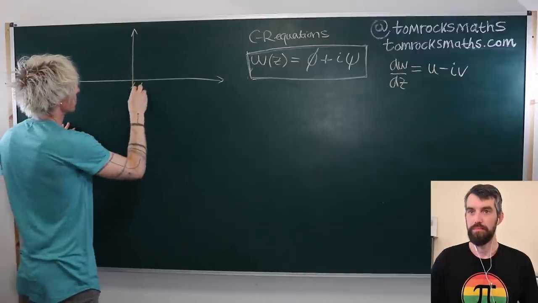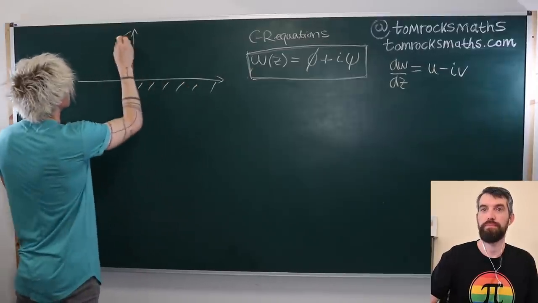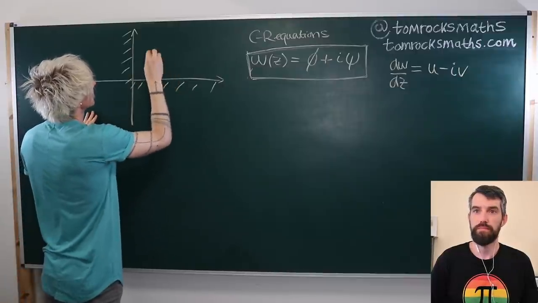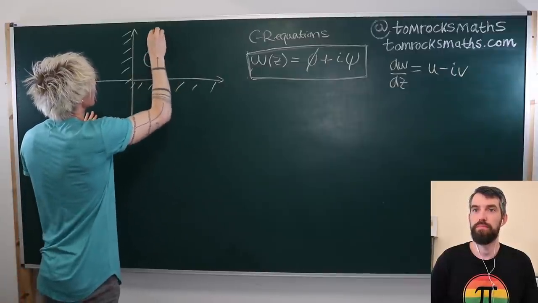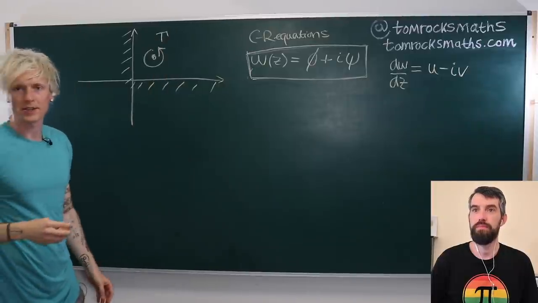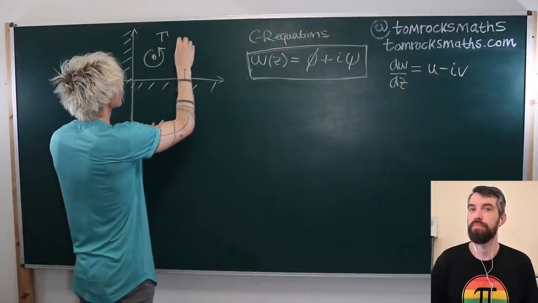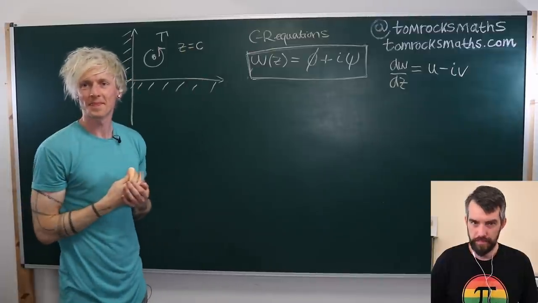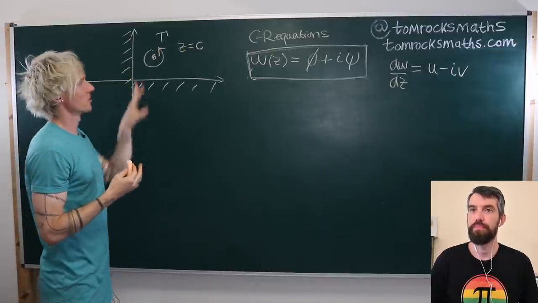So, we have these walls, and we're going to have a vortex up here with circulation equal to gamma in the anti-clockwise direction. I'm going to say that this is centered at z equals c, where c is some complex number. Now, we know the potential for this.